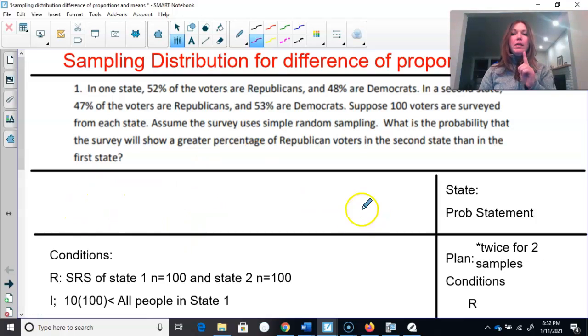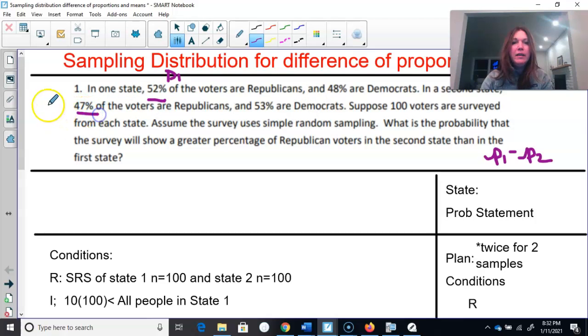Now, typically when I set my curve up, when we're doing our differences, we always do P1 minus P2. That's how we set up everything, okay? So P1 would be right here, the Republicans, and P2 right here is for the second state, with the Republicans for the first state and the second state.